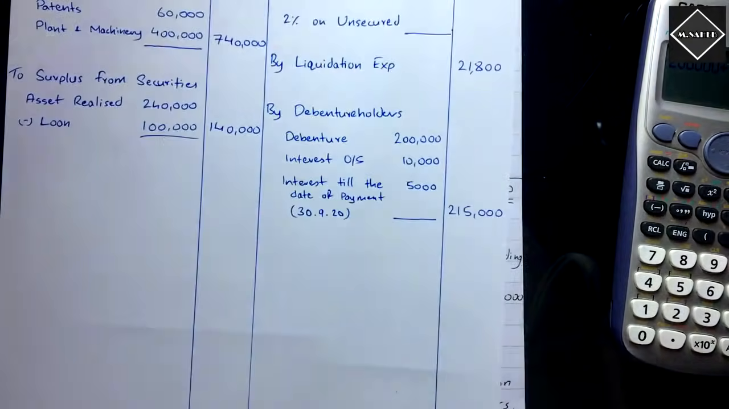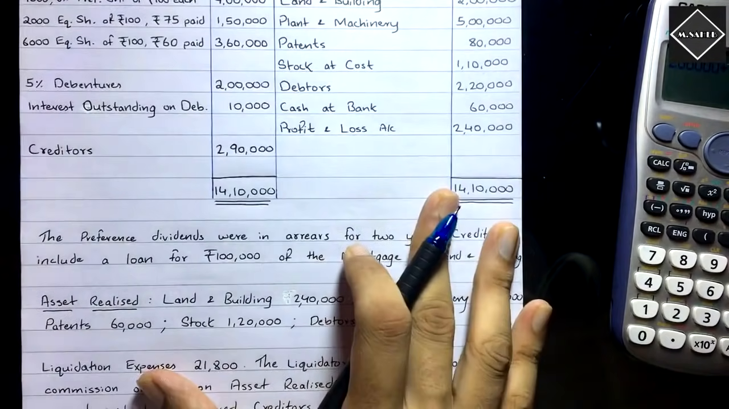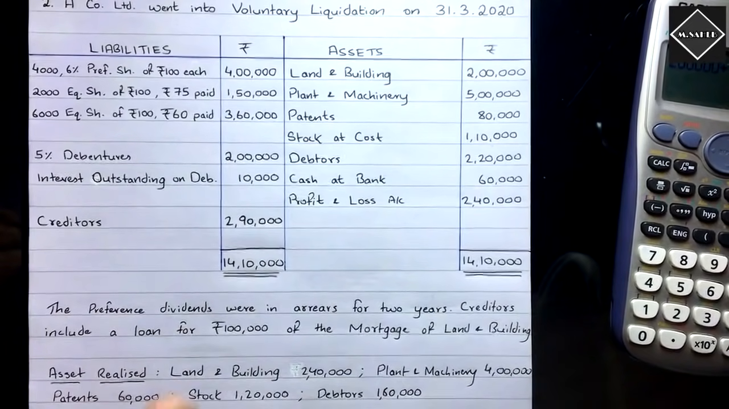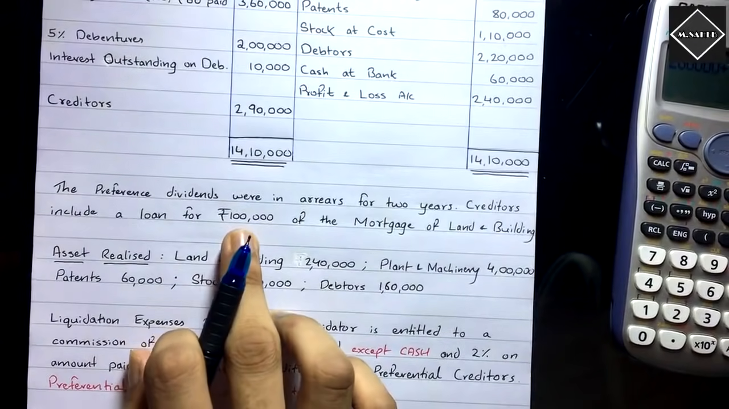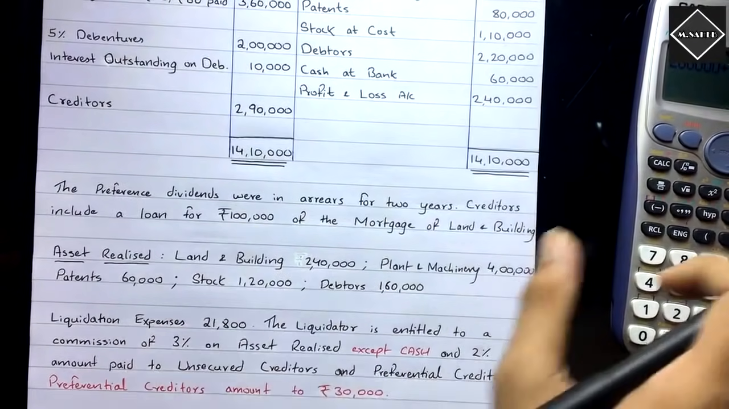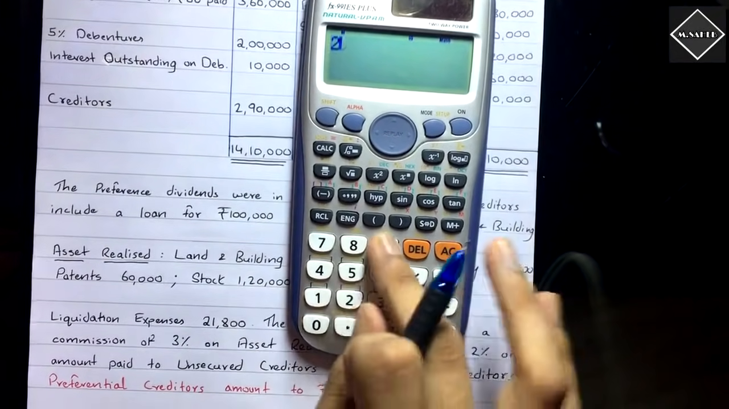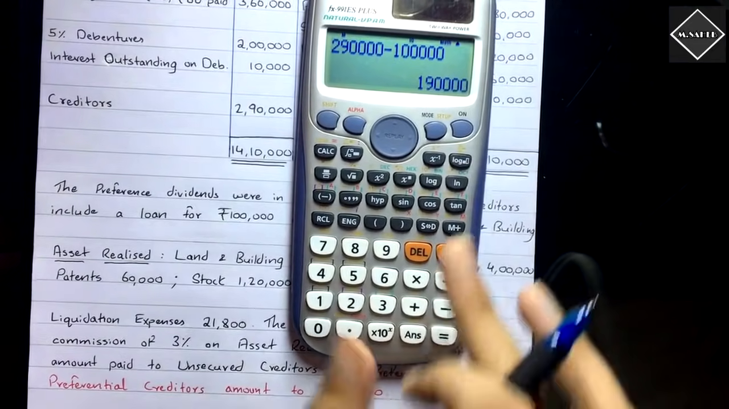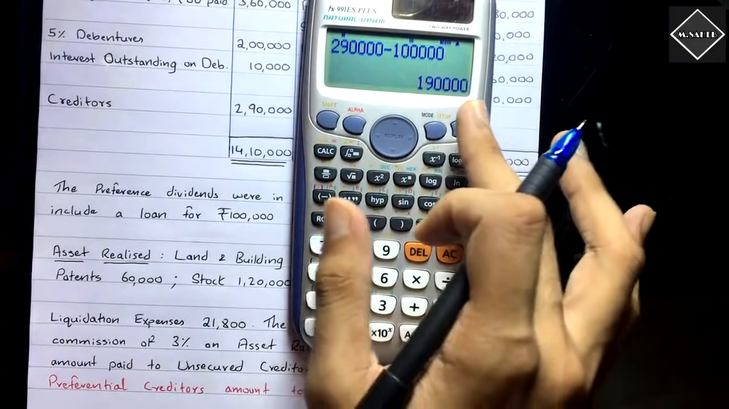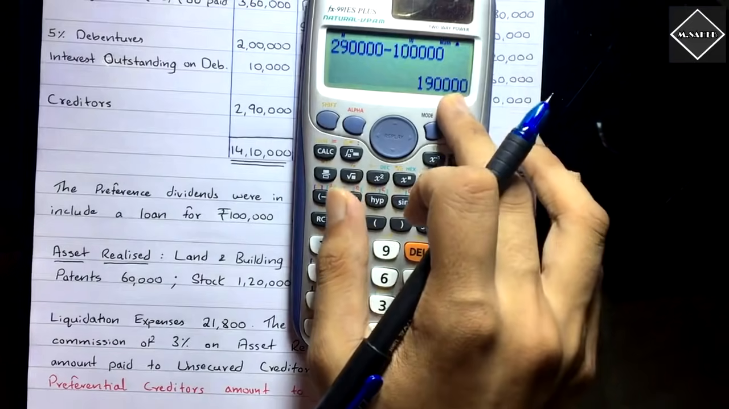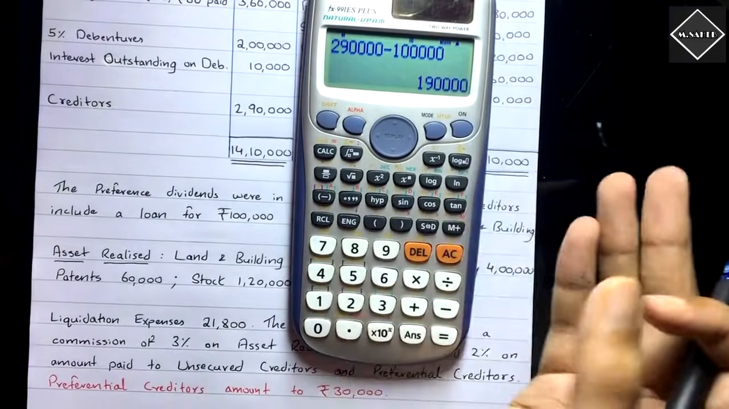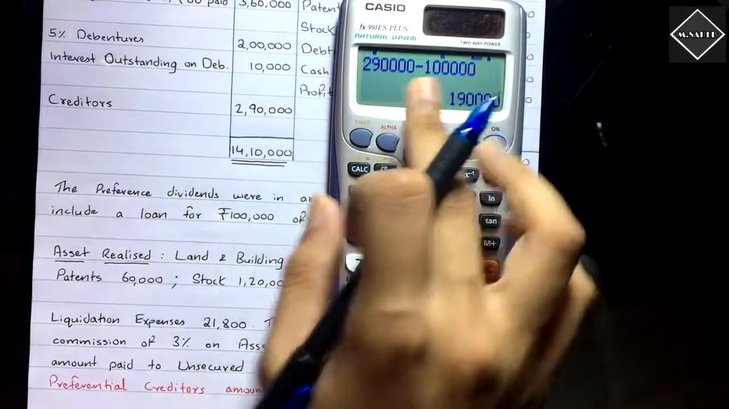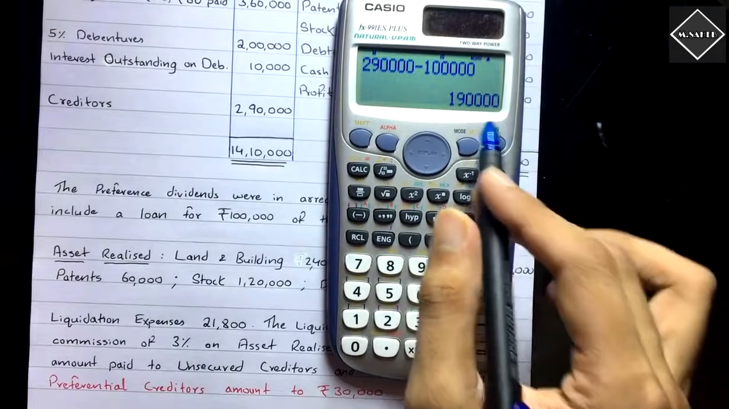So let's go to the question and see how much preferential creditors we have. Now in the balance sheet, they have given us creditors as a whole figure, 2,90,000. And here we first came to know the secured creditors are 1 lakh. So from 2,90,000, if secured creditors is 1 lakh, minus 1 lakh, then 1,90,000 remains, in which there is preferential and there is unsecured. You have to now find how much is preferential and how much is unsecured. Are you getting my point? 2,90,000 is the whole creditors figure, 1 lakh is secured, the remaining is preferential and unsecured.